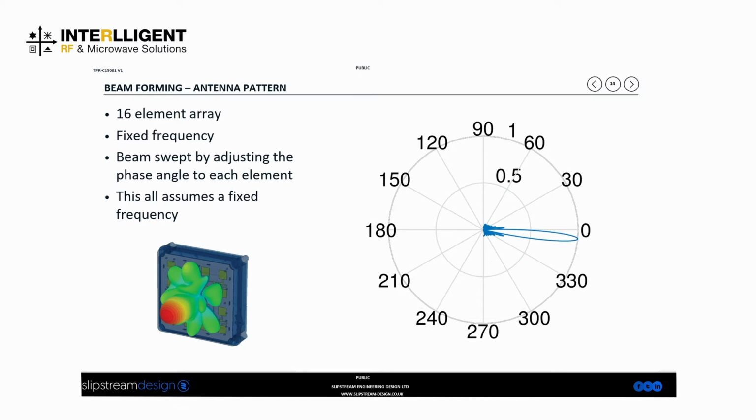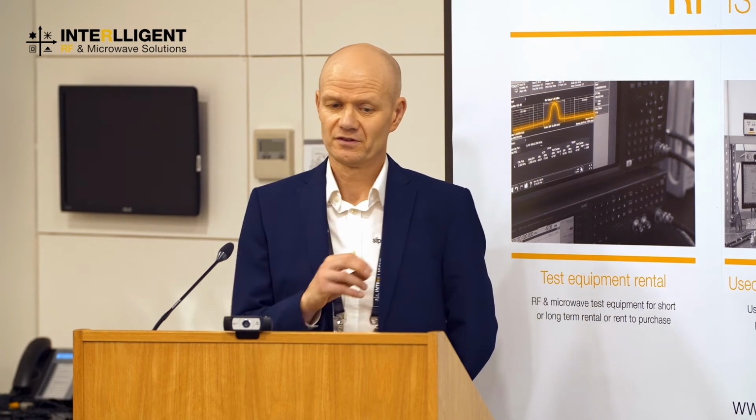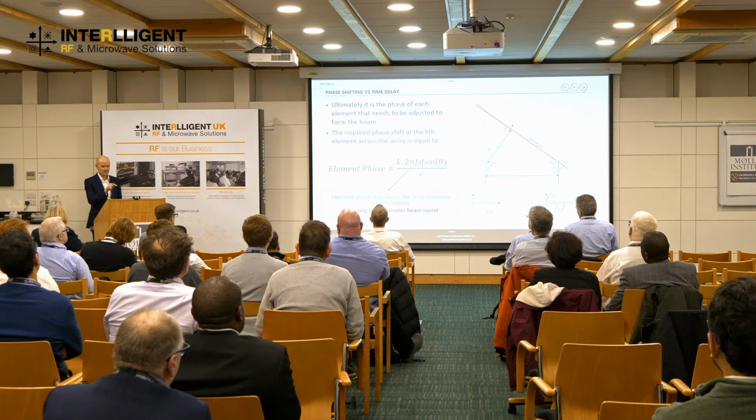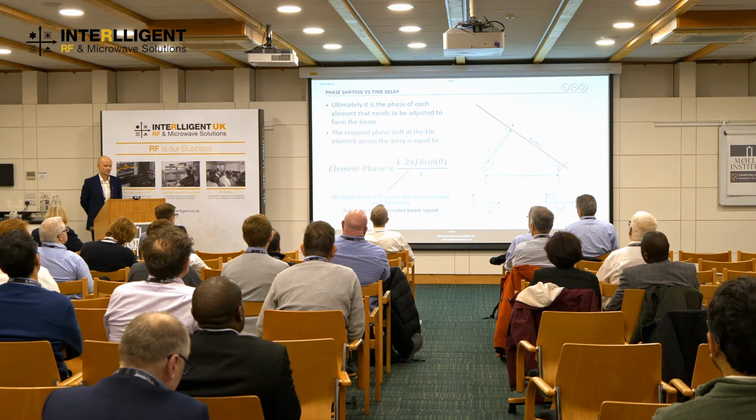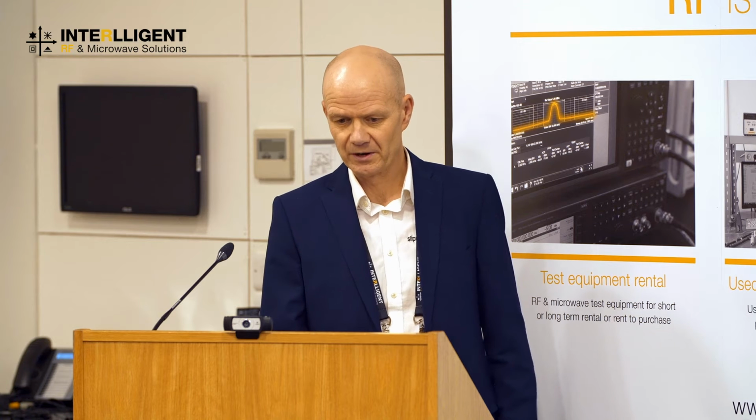So this all assumes a fixed frequency. But ultimately, it's the phase of each element that needs to be adjusted to form the beam, and the required phase shift is governed by this equation here. And the key thing to take away from this really is that the required phase shift increases as we change the frequency. So if we don't compensate for that, then we can have problems such as beam squint, which I'll talk about in a moment.